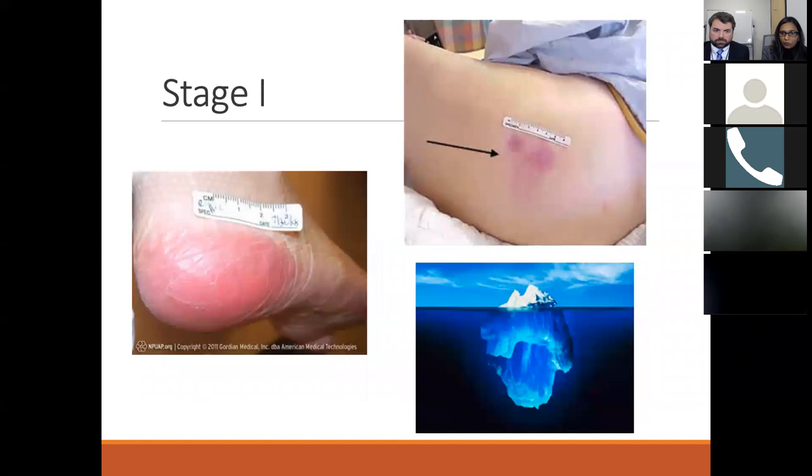Here are more pictures of stage one ulcers on the heel and the thigh area, and this is your iceberg analogy. This little redness right here is the tip of the iceberg, but underneath you have all this necrosis that over time will die and slough off. So don't look at just a little redness and say, oh, that's just going to be a tiny sore. It could actually be very large.